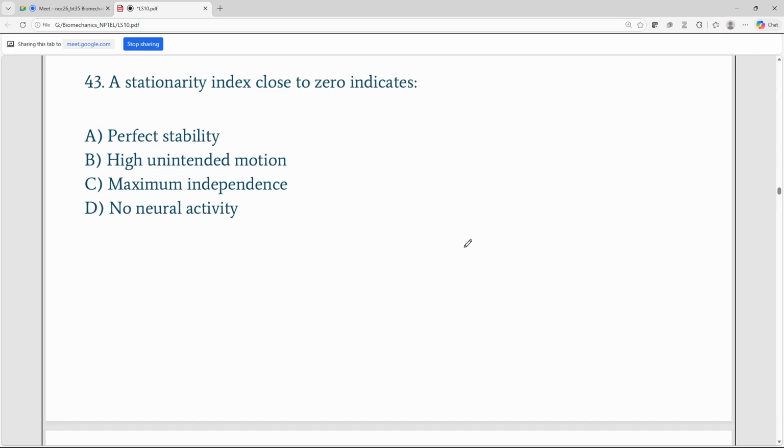Next question. A stationarity index close to 0 indicates which among the following? Options are option A, perfect stability. Option B, high unintended motion. Option C, maximum independence. Option D, no neural activity.